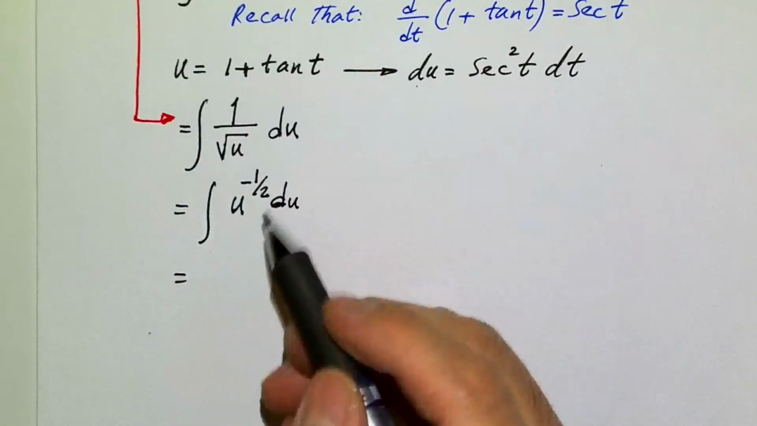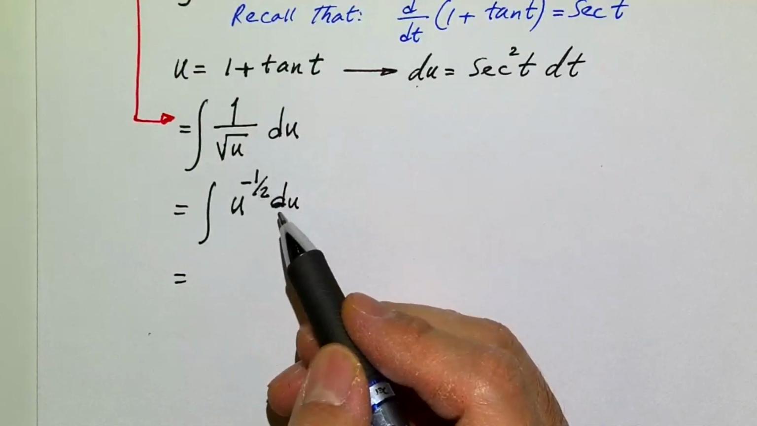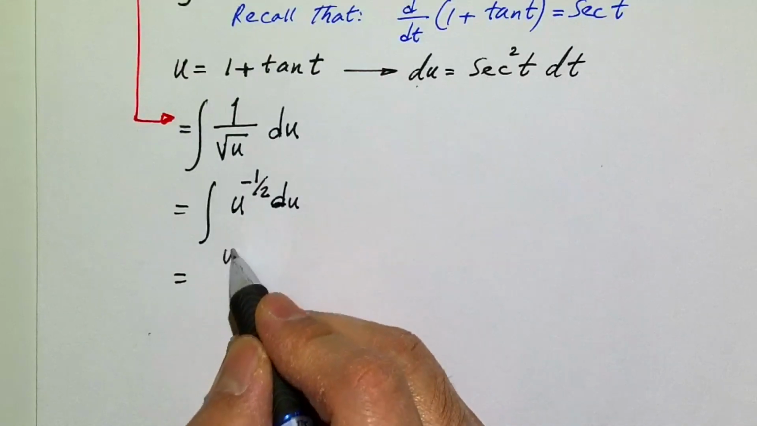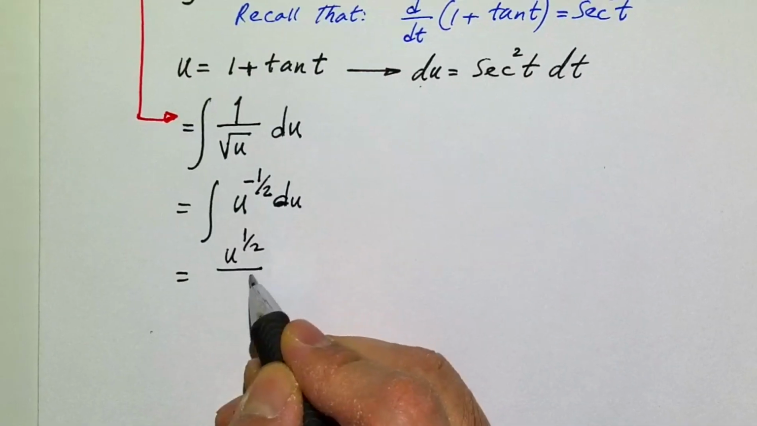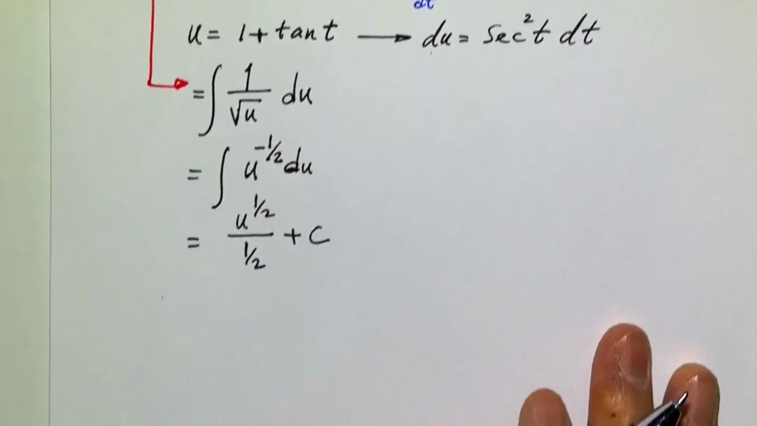Now, this is easy to integrate. We add 1 to this, and we get u to the 1/2 power. Divide by the new power, which is 1/2. So this is what we're doing: after integration, divide by that, plus c.